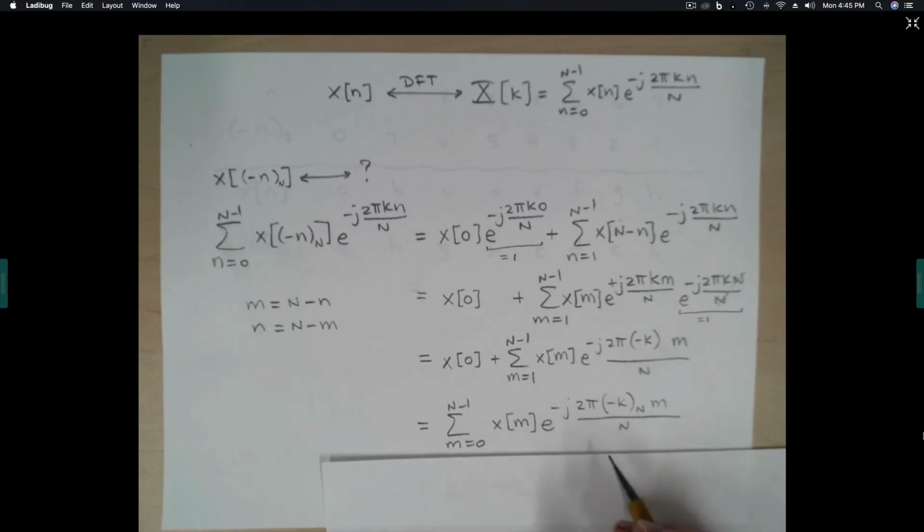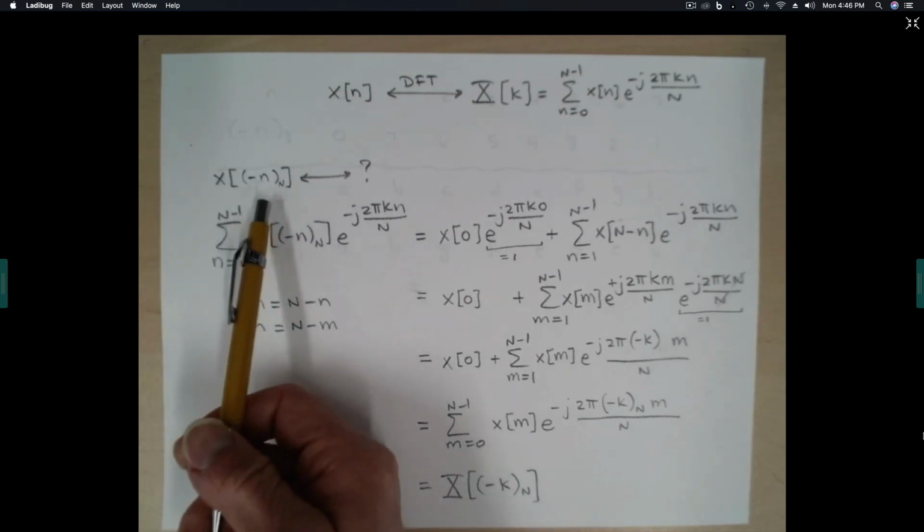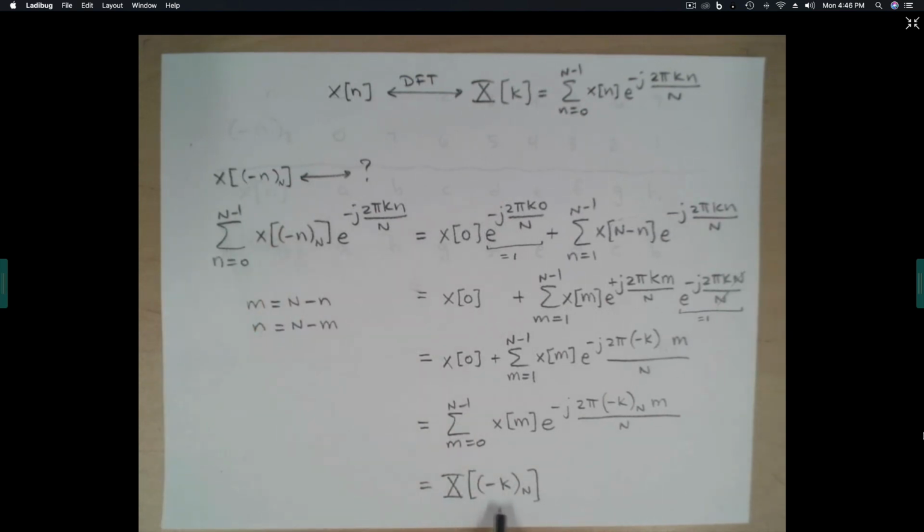And then we look at this and we recognize, oh, that's just the DFT evaluated at negative k modulo N. And so we've derived the time reversal property of the DFT. In summary, if you do a cyclic time reversal in the time domain, you get a cyclic time reversal in the frequency domain for the DFT.